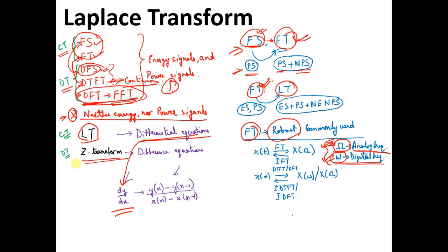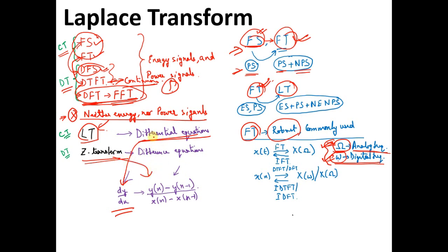Okay. So using the Laplace transform, we are capable of designing continuous time signals and systems, or continuous time systems. On the other hand, Z transform allows us to design digital systems. Okay, so in the digital system, what happens?